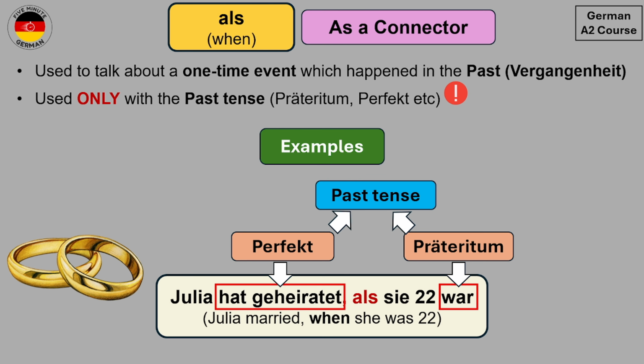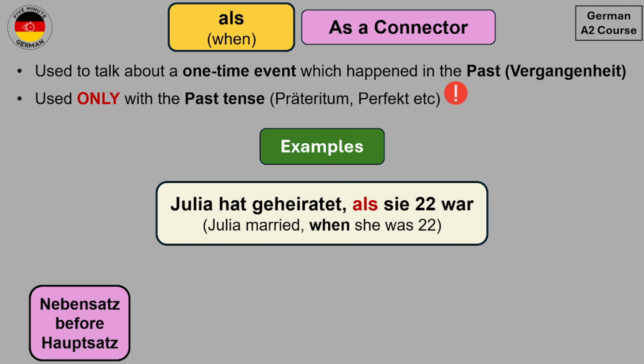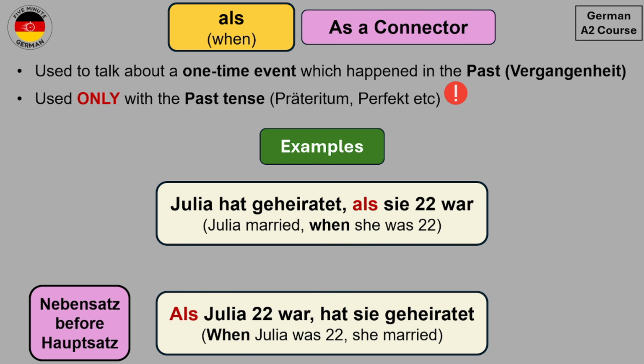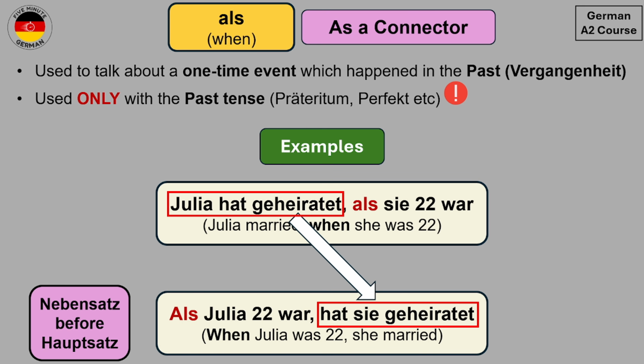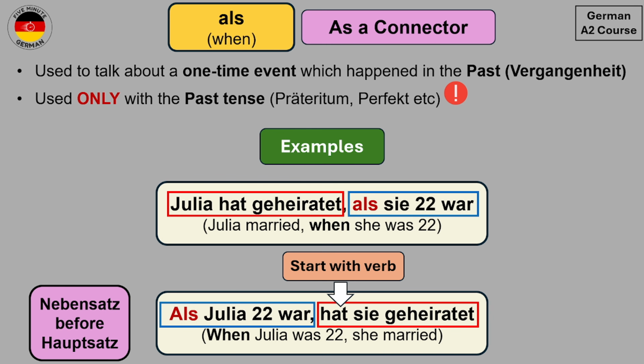Now we can also write this sentence in another way, and that is that the Nebensatz comes before the Hauptsatz. So the sentence will be als Julia 22 war, hat sie geheiratet. When Julia was 22, she married. Now you see that the Hauptsatz in the first sentence has gone after the comma, and the Nebensatz, which was als sie 22 war, has gone to the start. And I hope that you remember the rule from earlier, which is that when the Hauptsatz comes after the comma or after the Nebensatz, then it must start with the verb.